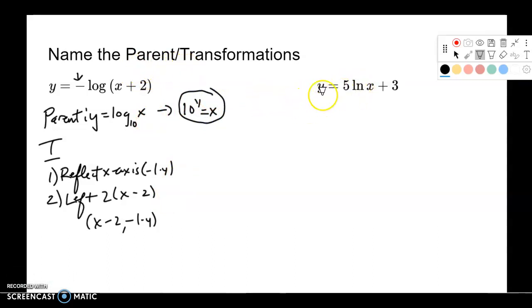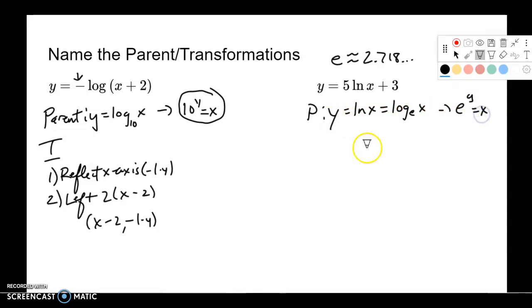All right, so we're just talking about naming the parent and the transformations. For the next one, we have y equals 5 ln x plus 3. So the parent graph is y equals ln x. Now remember, ln is a fancy way to say log with base e, right? E is that number 2.718, okay, the natural log. So if I were to convert this to exponential form, I would have e to the y is equal to x.